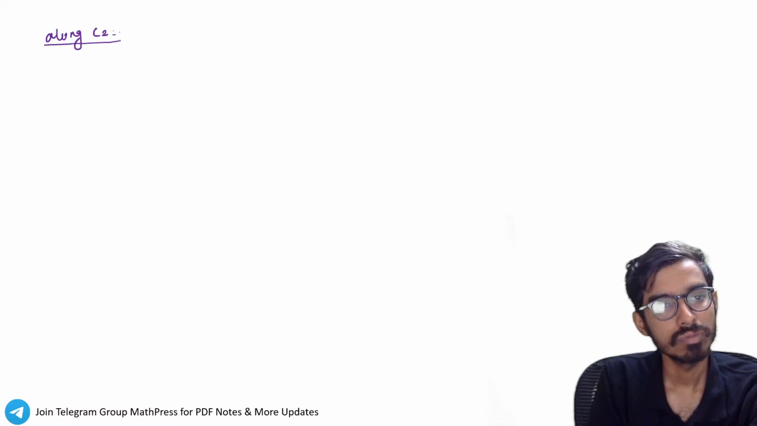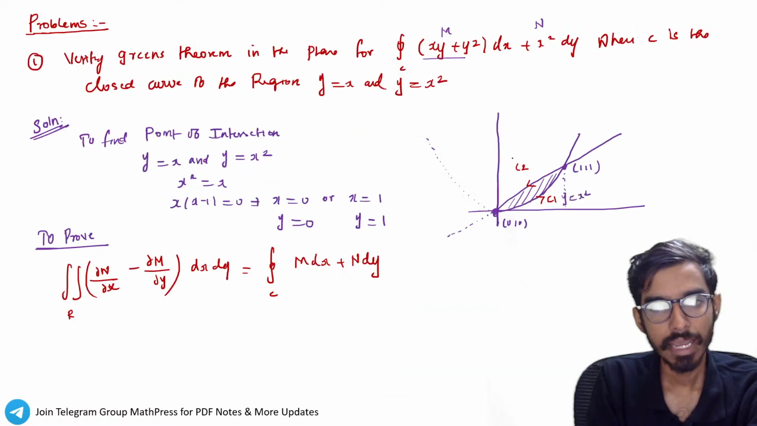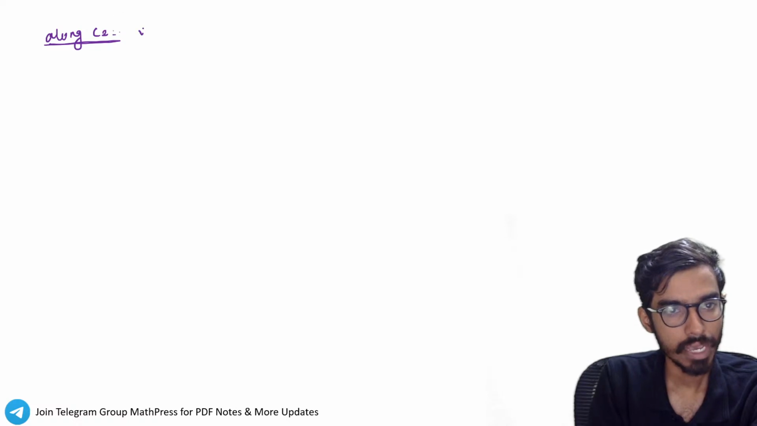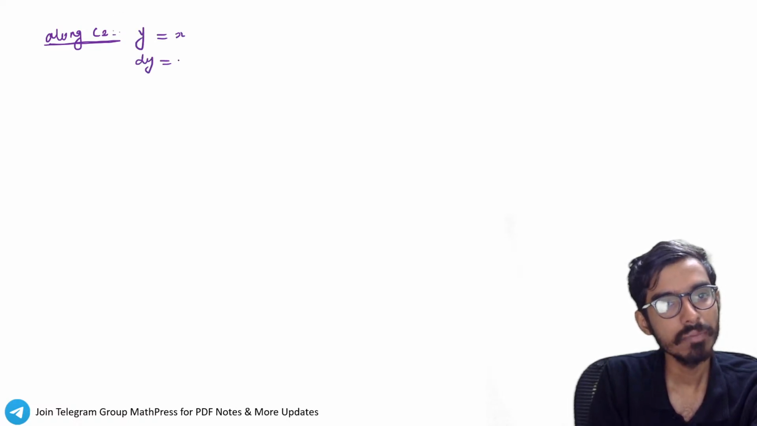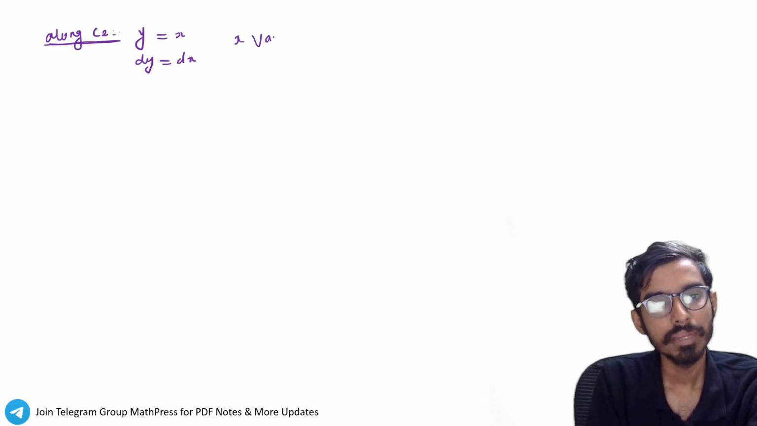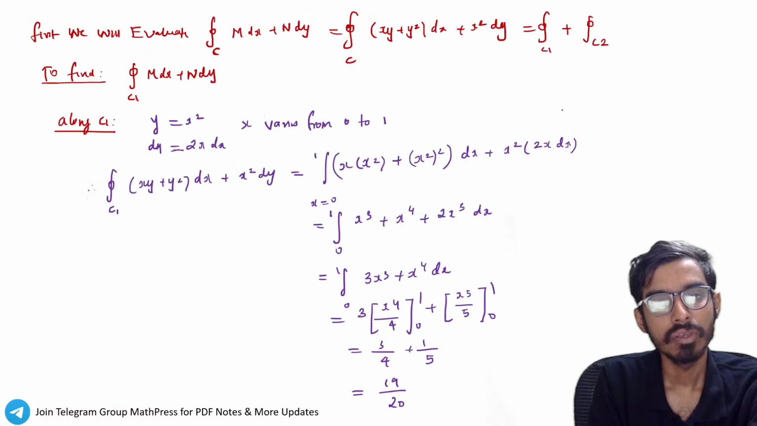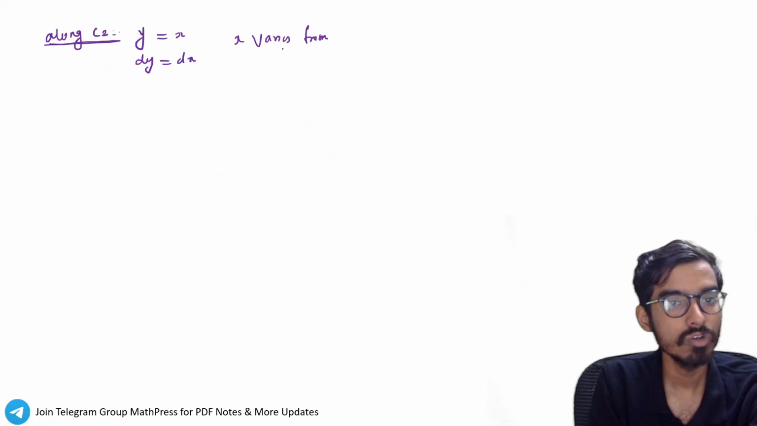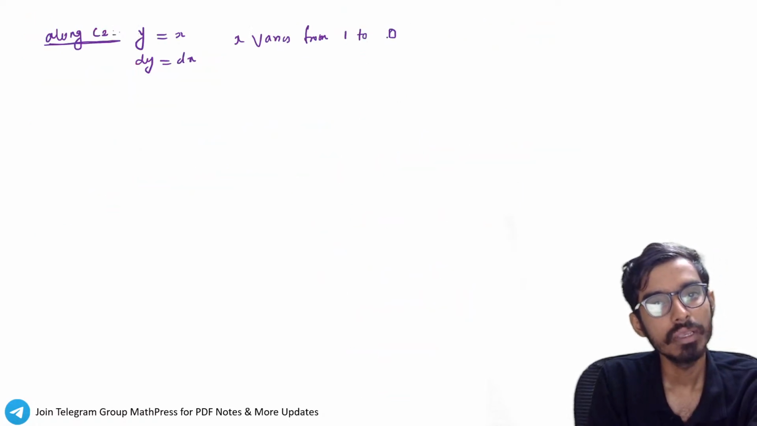Now along C2. We can see along C2, y is equal to x, right? So along C2, we have y = x. That means dy is dx. Again, we are converting everything in terms of x, so we need to vary x. Here you can see x varies from 1 to 0, because the direction is very important. We are approaching from here to here, so x varies from 1 to 0. You don't put 0 to 1, it is 1 to 0.